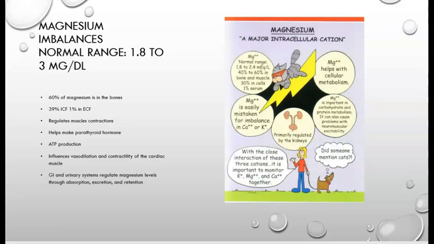Then we're going to be talking about magnesium imbalances. The normal range for this is 1.8 to 3. Magnesium is obtained through the diet, and it's plentiful in greens, vegetables, grains, nuts, meats, and seafood. It's essential for neuromuscular transmission and cardiac function. Physiological effects of magnesium are affected by both potassium and calcium.